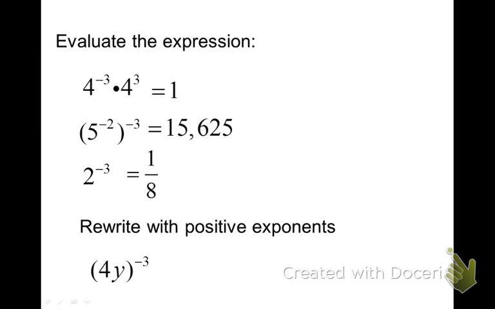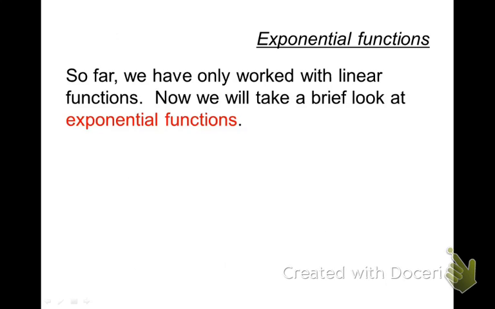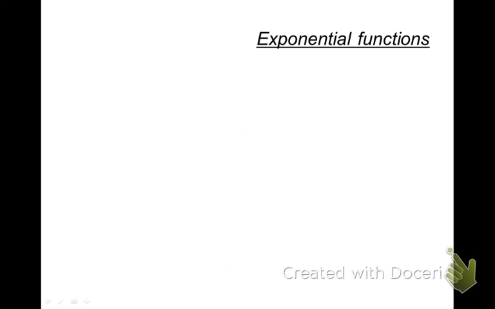Here, both of these numbers are going to have the negative exponent applied. So both the 4 to the negative 3 and the y to the negative 3 will get taken to the other side of the division bar and made positive. All right, so those are our examples using those power rules. And now we're going to touch on exponential functions.